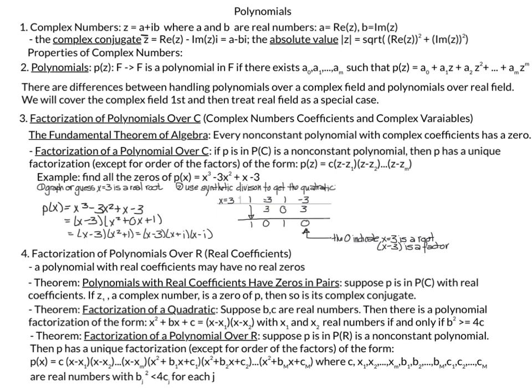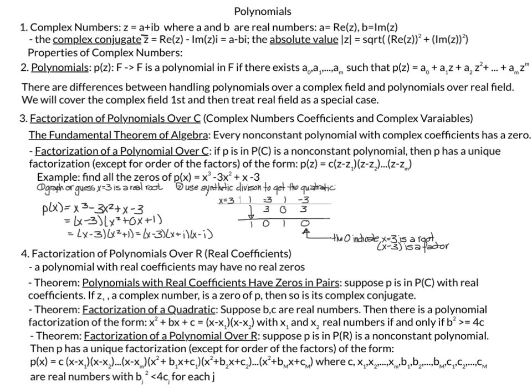So first we start with factorizations of polynomials over C. That's complex numbers for coefficients and also complex variables Z. We have the fundamental theorem of algebra. Every non-constant polynomial with complex coefficients has a zero. So as long as our field is the complex numbers, we are going to find a zero. To factor the polynomial over C, we're going to use synthetic division, which we will review in the main part of our video.